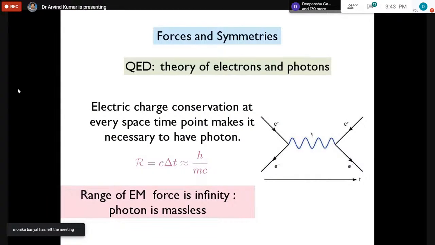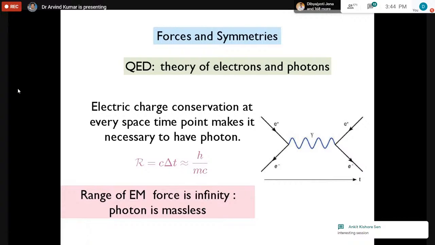Now, there is another concept, which is the range of the force. The range of this force is set by something called the Compton wavelength of the mediator. For example, this Compton wavelength R is given by c times delta t, which is nothing but h-bar over mc. This is your Compton wavelength, very similar to your de Broglie wavelength.